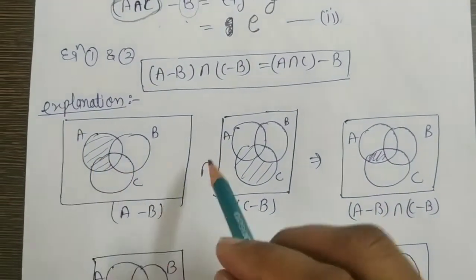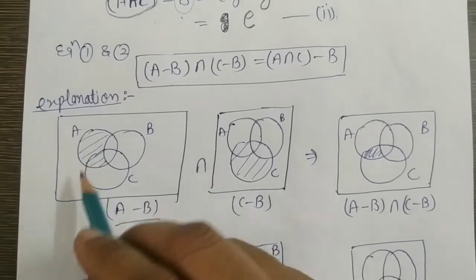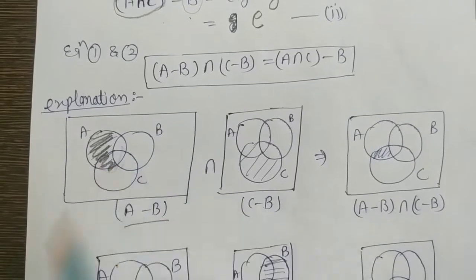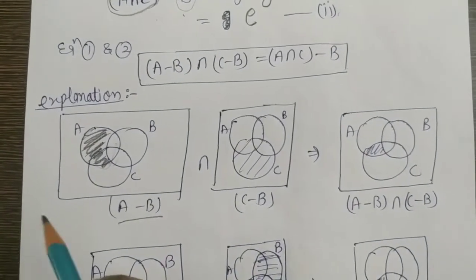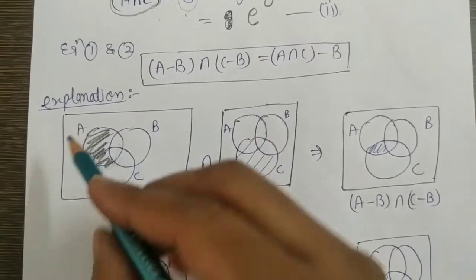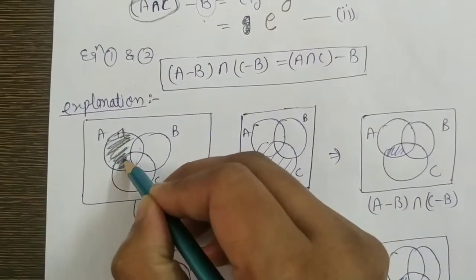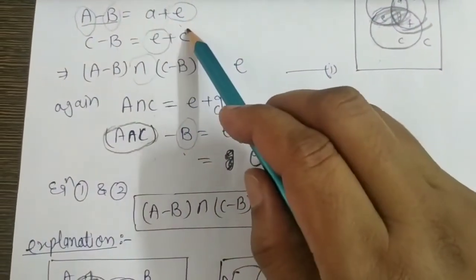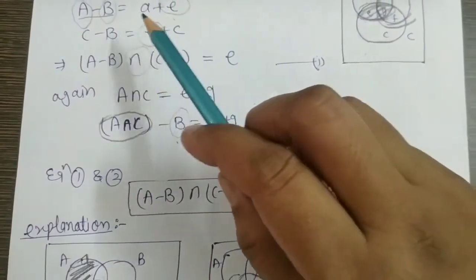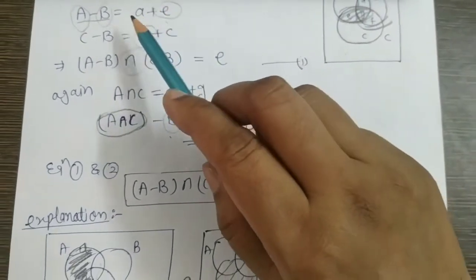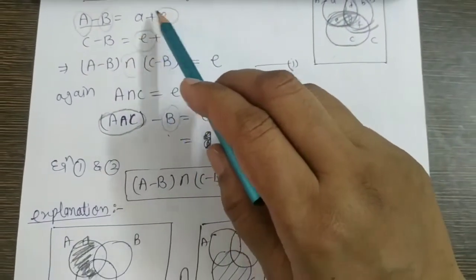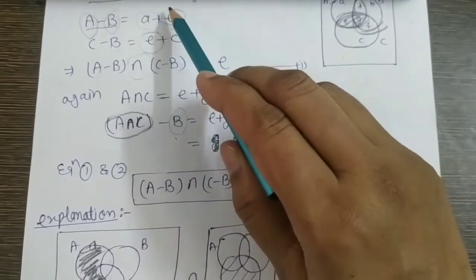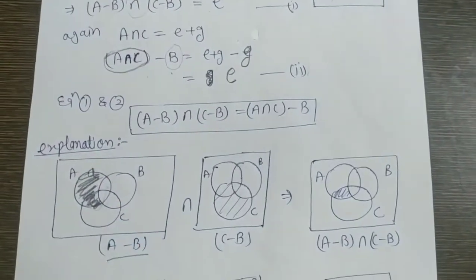Look at here. First find A minus B. A minus B means complete A minus B. This is the A minus B part. And this part is shown as we have written here, A and E. That's why we got A and E part, not A plus E. It does not mean that we need to numerically add A or E. It means the A part of the Venn diagram and the E part of the Venn diagram.